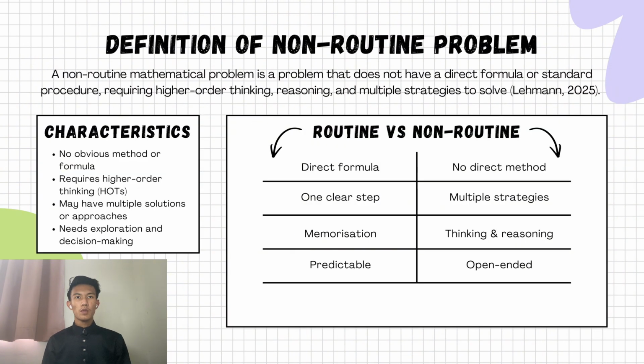A non-routine problem in mathematics is a problem that doesn't have any direct formula or standard procedure, requiring higher order thinking, reasoning, and multiple strategies to solve, as stated by Lehman in 2025. What is the meaning of no direct formula? No direct formula means we cannot just memorize the steps. We actually need to understand and think carefully.